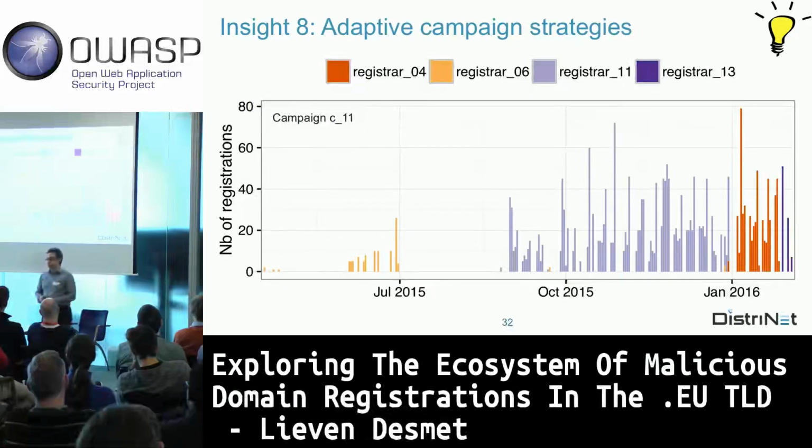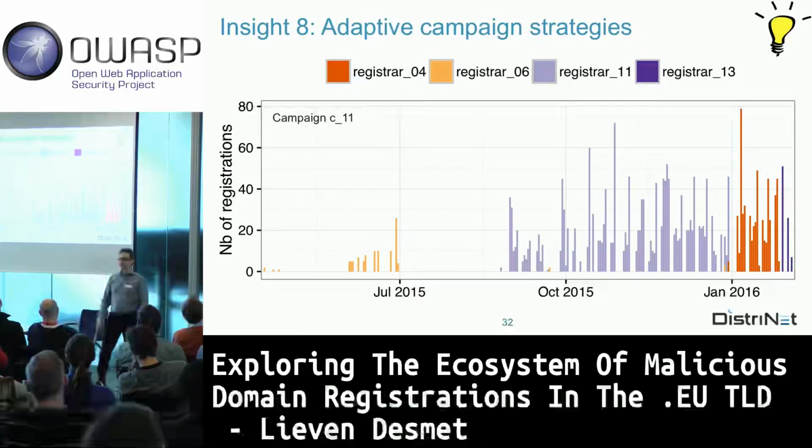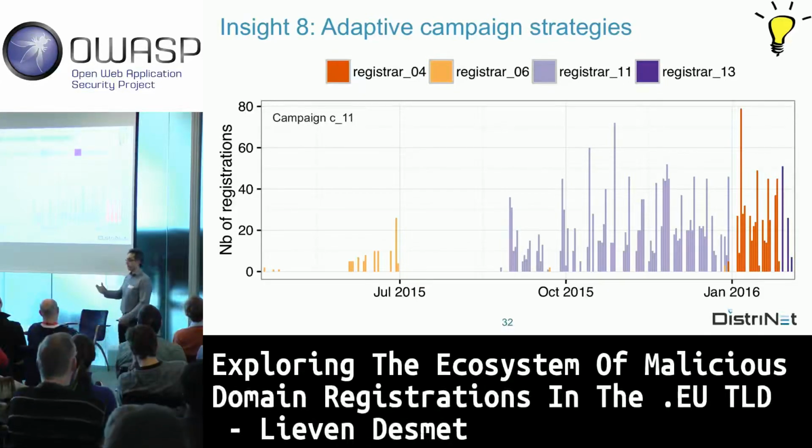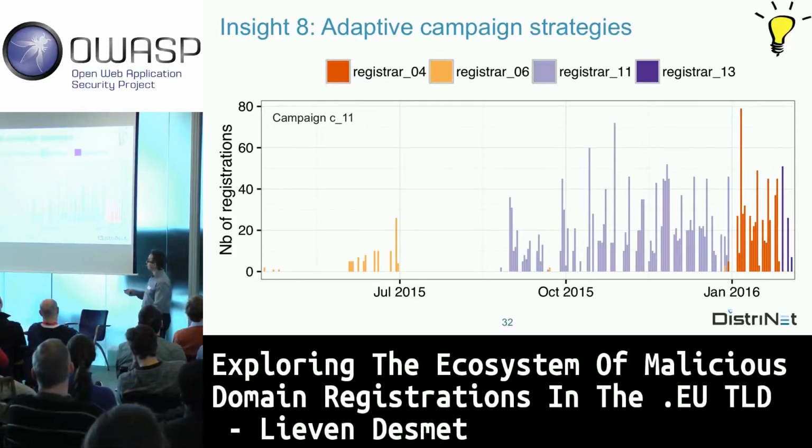And the last insight I would like to discuss today is the fact that attackers are clever as well. They adapt over time. I already mentioned in the beginning that they have adaptive strategies. For instance, campaign C11 has 4 different registrars and is jumping from registrar to registrar. We see certain small spikes on the first one. It might be that the reseller is from time to time also, for instance, taking the cheapest route for a registration.